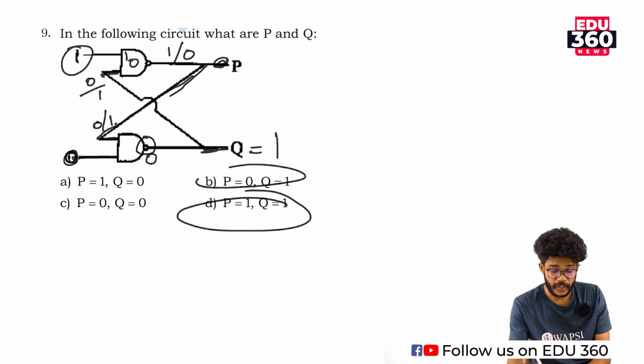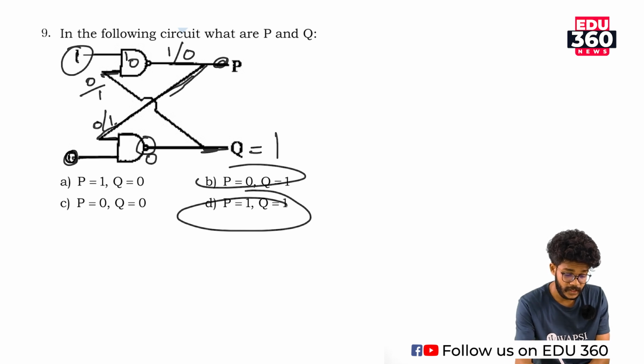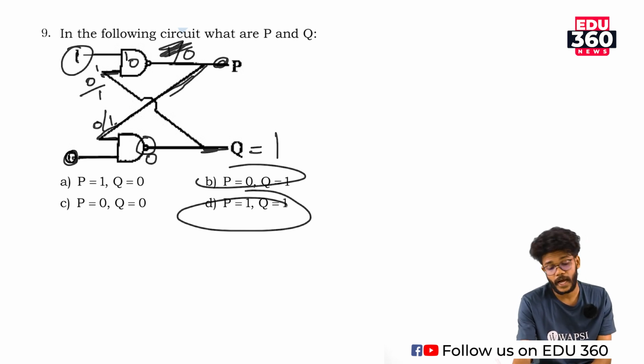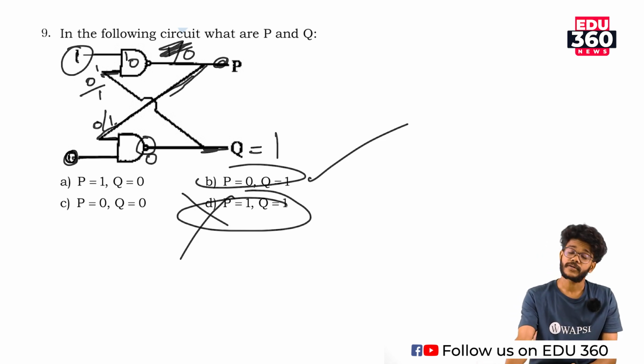When Q is equal to 1, we can give this as 1. 1 into 1 is 1. The complement of 1 is 0. So the one and only answer for P is 0. So P is 0 and Q is 1. Option B is the correct answer and option D is the wrong answer.